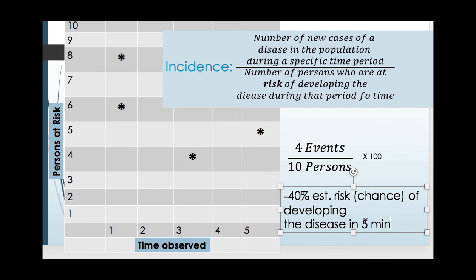Everybody is assumed to be observed for the total time period, the entire 5 minutes. And we had 10 people that were observed during this time. So our estimation of risk is 40%. You have a 40% probability of developing a headache when you're exposed to carbon monoxide in a 5-minute period. And that's our basic calculation for cumulative incidence.